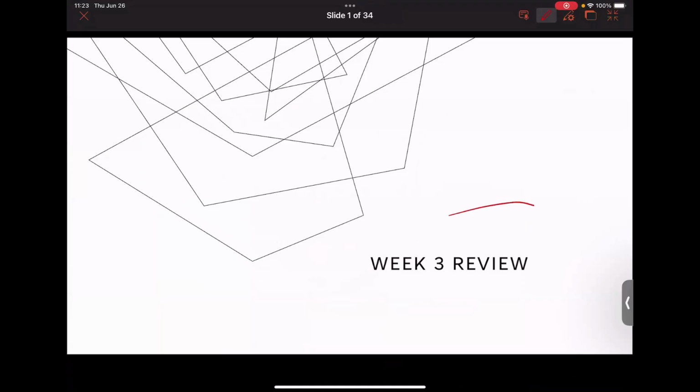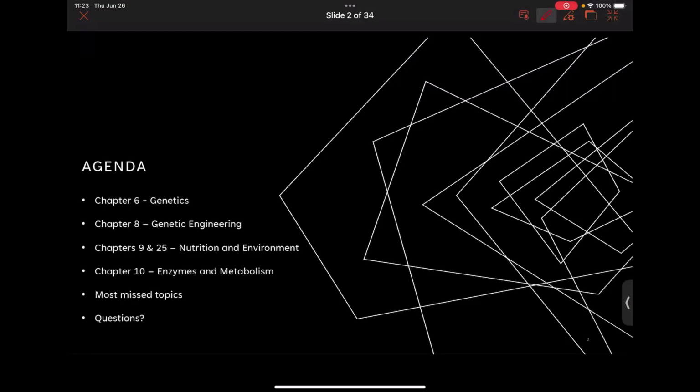Right. So week 3. What we went over for week 3, we should have gone over chapter 6, which is our genetics, the genetic engineering stuff, which will tie in very closely with the genetics. If you didn't get chapter 6, you're going to have a hard time with chapter 8. And we have chapters 9 and 25. These are nutrition and environment. And then we have chapter 10, which is our enzymes and metabolism. Chapter 6 and 10 tend to be the most difficult chapters for this unit. So I am going to try to spend a little more time on those than I am on 9 and 25.